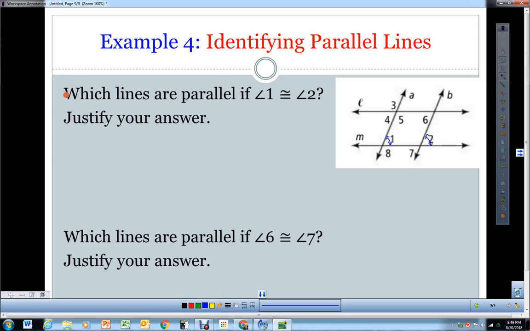So if we cover up line L, that leaves us with line A being parallel to line B. So what reason can we justify this with? Well, we would say it's by the converse of one of our reasons. Now what kind of angles were 1 and 2? We said they were corresponding, so it's the converse of the corresponding angles theorem.